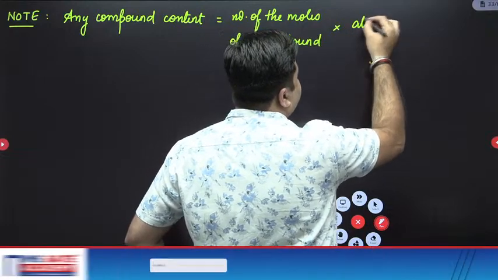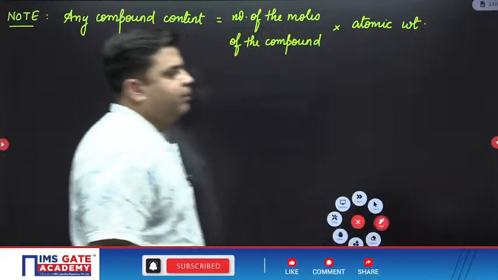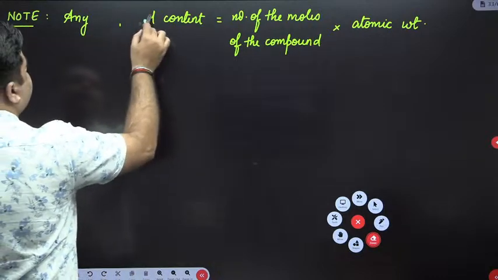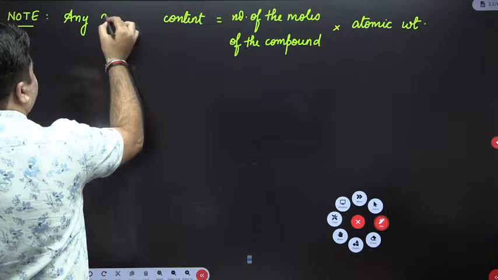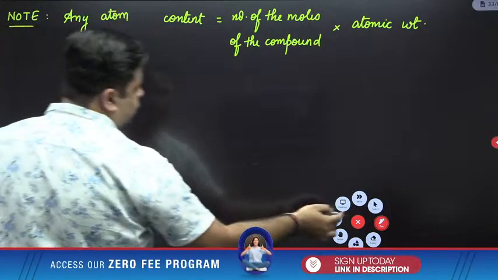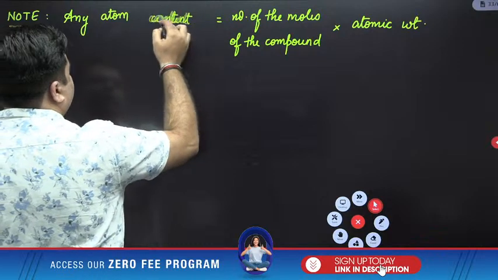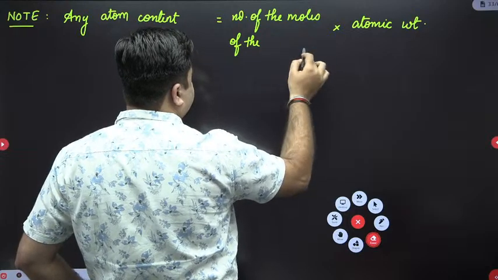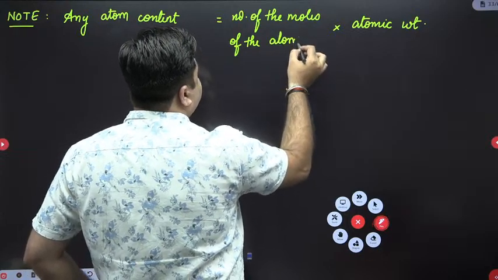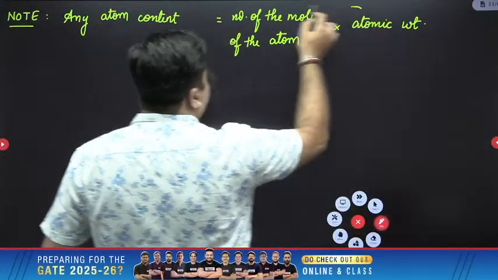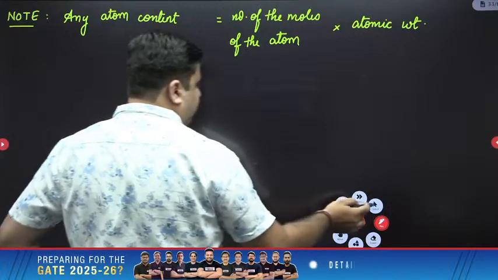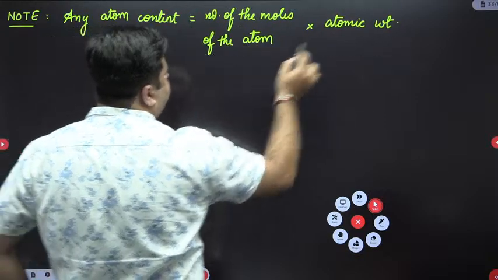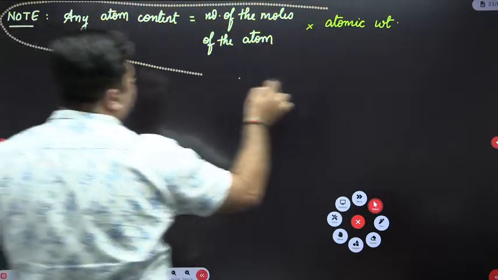Multiply by its atomic weight. Instead of compound, I should write atom. Any atom content is equal to the number of moles of the atom multiplied by the atomic weight. Keep this in your mind and you will never miss out on this special or easy category of question.